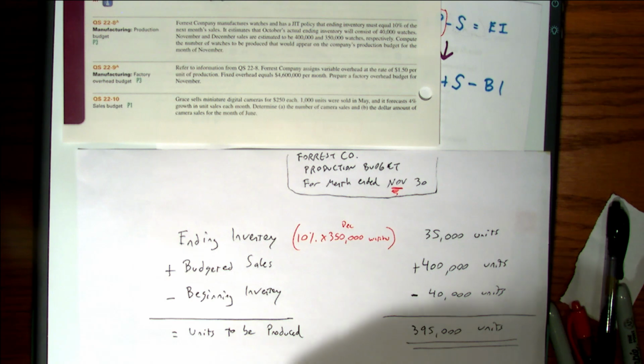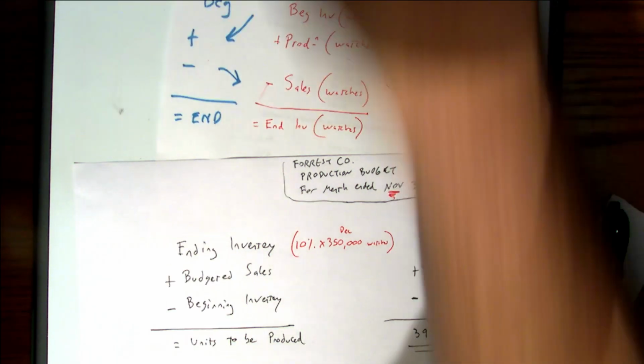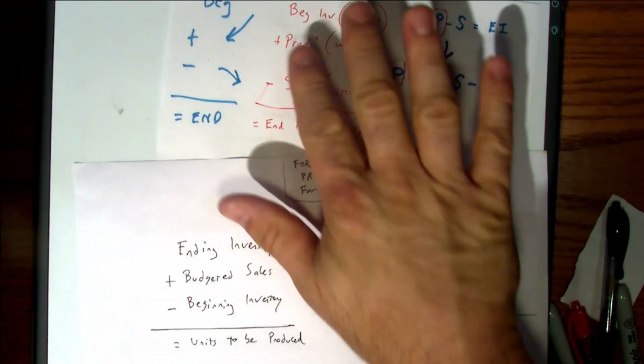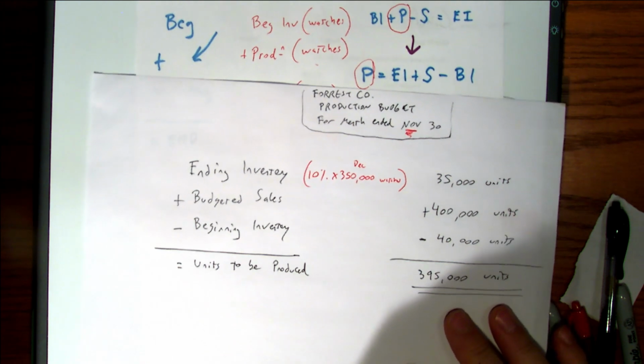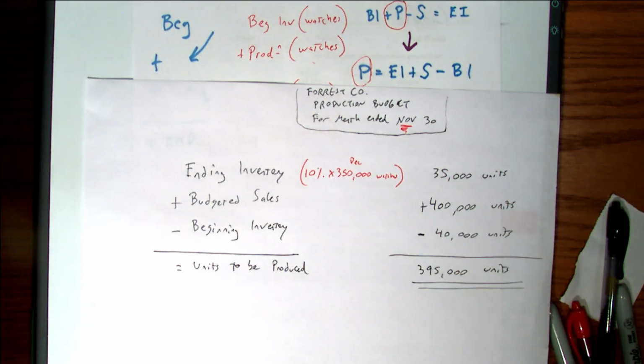People go, Krug, how do you memorize all these budgets? I don't memorize them. I just derive them using this initial relationship, which I see over and over and over again. But that's the budget that I derived for that Quick Study 22-8. Cool?